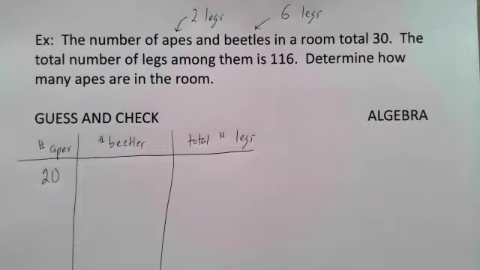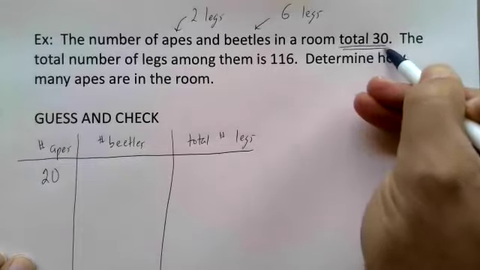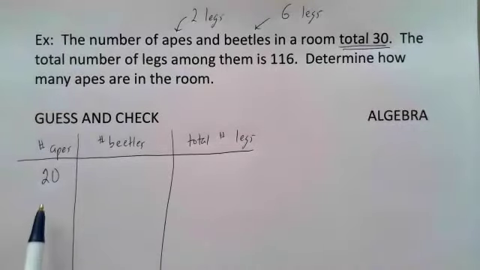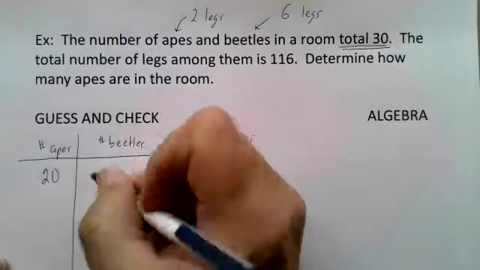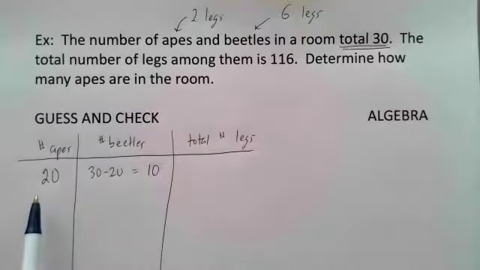Now, if there were 20 apes, again, that's just a random guess. Probably not going to be correct on the first try, and that's okay. You're probably not going to be correct on the second or third try, and that's okay. If there were 20 apes in the room, how many beetles would need to be in that room? Remember, they're supposed to add up to 30. In the previous question, I was adding 30 to this to get my next column, but I need them to add up to 30. I need to actually do 30 take away 20, and say, well, I guess there's 10 beetles, right? 20 plus 10 totals to 30.